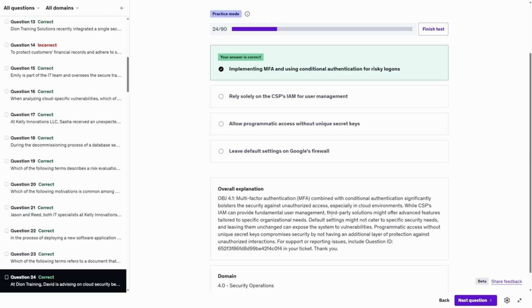Multi-factor authentication combined with conditional authentication significantly bolsters the security against unauthorized access, especially in cloud environments. While CSPs and IAM can provide fundamental user management, third-party solutions might offer advanced features tailored to specific organizational needs. Default settings might not cater to specific security needs, and leaving them unchanged can expose the system to vulnerabilities. Programmatic access without unique secret keys compromises security by not having an additional layer of protection against unauthorized interactions.